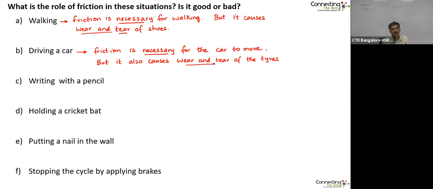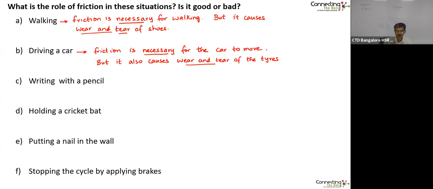So in each example, you can see that it's a good thing and a bad thing. For writing with a pencil, you need friction. Friction is necessary for you to hold a pencil, for the pencil to write on the paper. But it also causes wear and tear. Holding a cricket bat, you cannot hold a cricket bat unless there is friction between your hand and the bat.